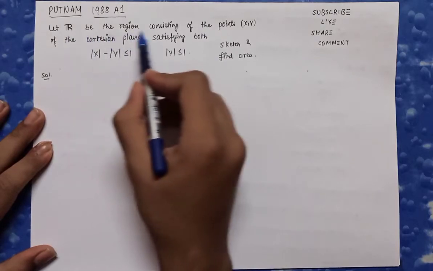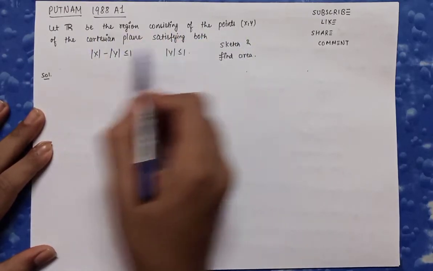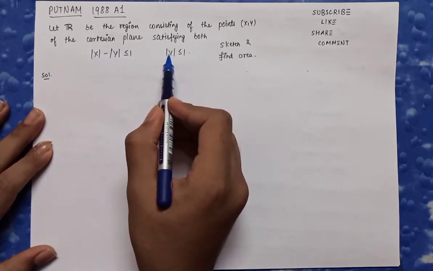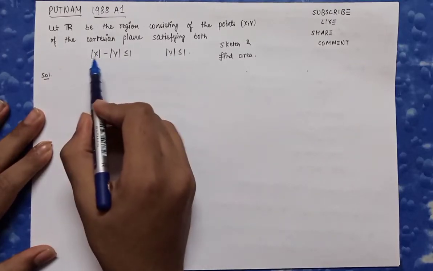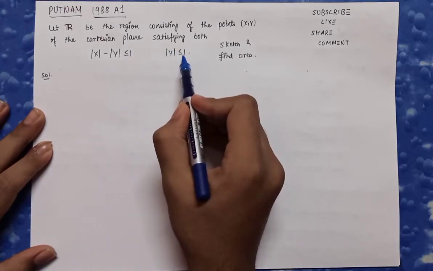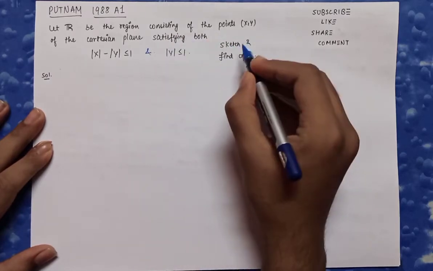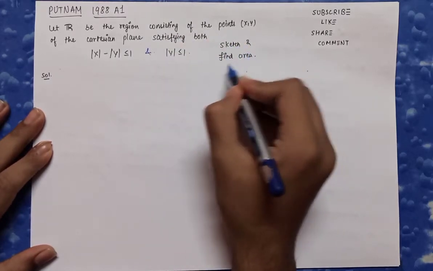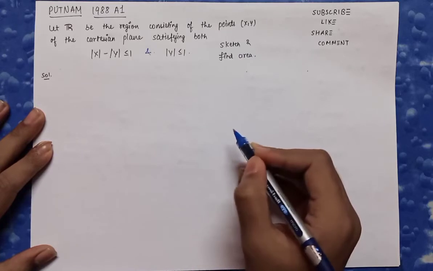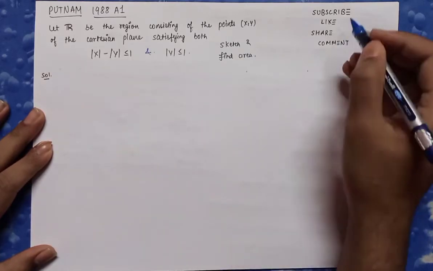Let R be the region consisting of the points x, y of the Cartesian plane satisfying both of these inequalities: mod of x minus mod of y less than or equal to 1, and mod of y less than or equal to 1. This is an 'and' condition. What we have to do is sketch the region and find its area, which we are going to draw over here.